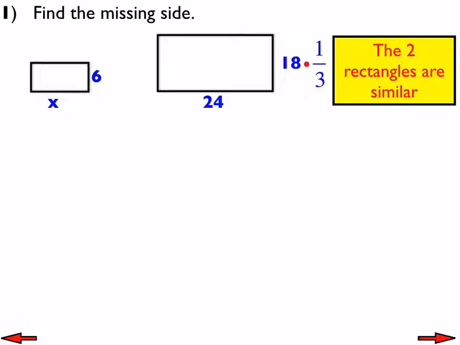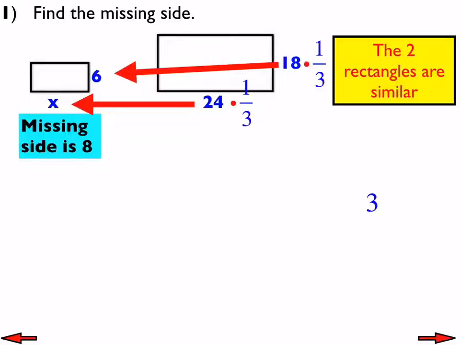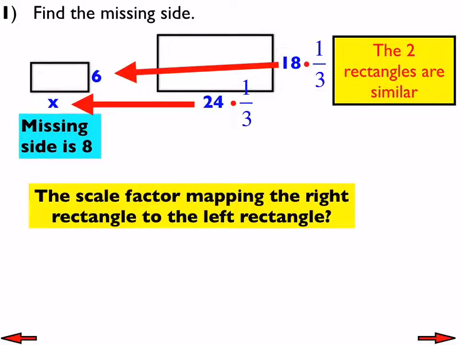All right, so to get from 18 to 6, the multiplier is 1/3. And so 24 times 1/3 will give us 8. Okay, so the missing side length is 8. So now if we were to find the scale factor mapping the left rectangle to the right rectangle, well, clearly that would be 3 because 6 times 3 is 18. And our new side that we just found, 8 times 3 is 24. Going the other direction, mapping the right rectangle to the left, well, that would be 1/3, and the work is still up there for that.